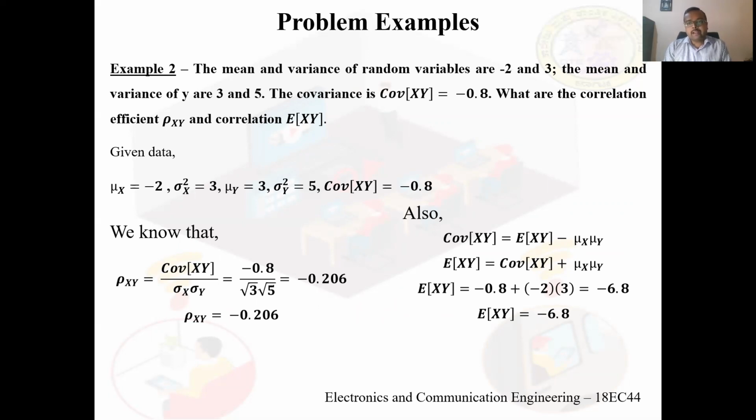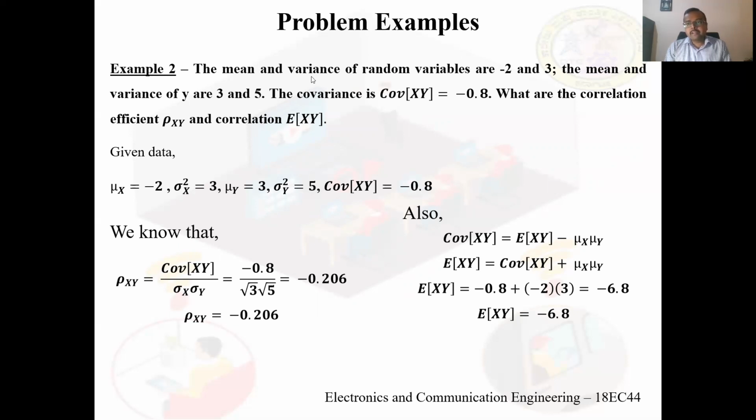Now, what do you need to calculate? The correlation coefficient rho of x, y. Now, what is the formula for this one? Covariance of xy divided by sigma x multiplied by sigma y. Now, -0.8 is the covariance. What is sigma x here? The variance is given, right?